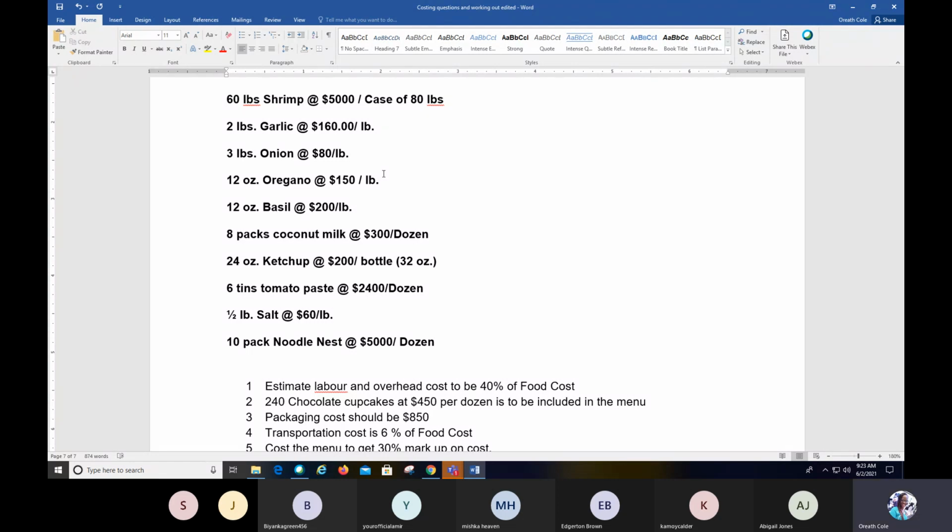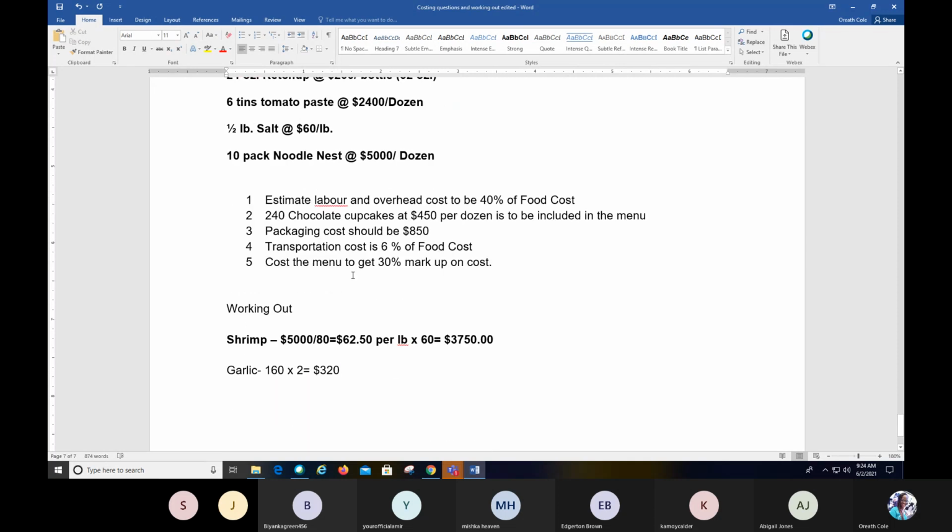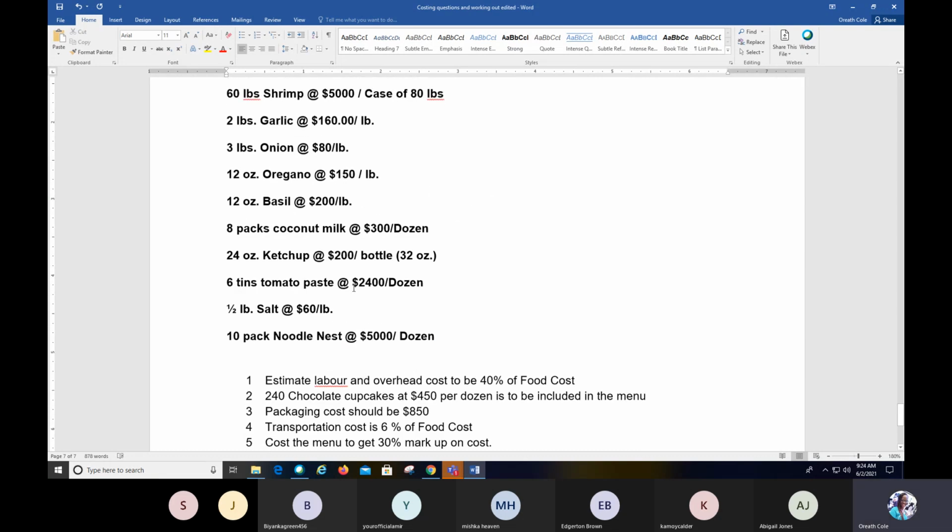We already know how much for a pound of onion is $80. So you're going to put 80 times 3 and get $240. Okay. Excellent. Thank you. Next one now.